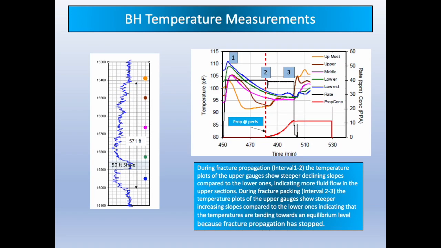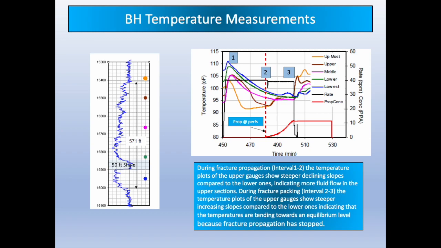The bottom hole temperature measurements are shown here. The right plot shows the readings of the temperature gauges. During fracture propagation, interval 1 to 2, the temperature plots of the upper gauges show steeper declining slopes compared to the lower ones, indicating more fluid flow in the upper sections.